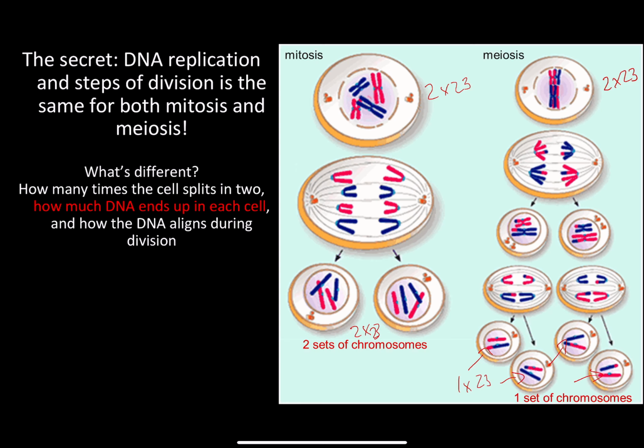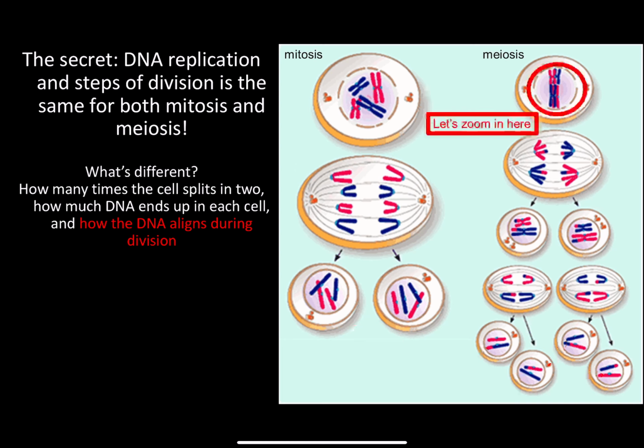And so compared from start to finish, you've halved the amount of genetic information in the cells from the beginning to the end. And then lastly, the only other way that they differ is how DNA aligns during division. So remember the steps of mitosis: PMAT, prophase, metaphase, anaphase, telophase, and cytokinesis.